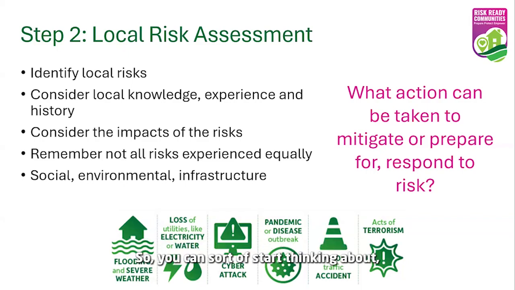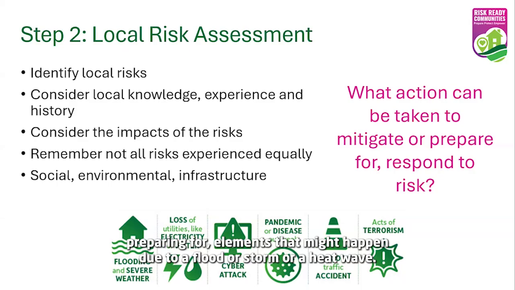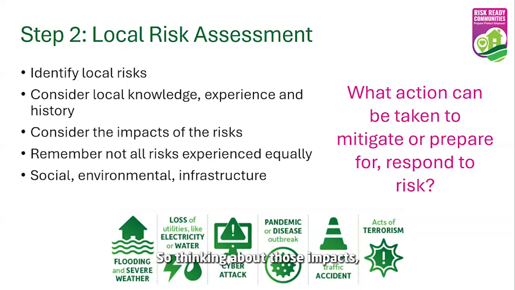So you can start thinking about the impacts of risks as well. For example, a power outage is an impact for a variety of different risks. A power outage can be caused by a flood, by a storm, by a heat wave, or by infrastructure damage. So by preparing for a power outage, for example, you're actually also preparing for elements that might happen due to a flood or a storm or a heat wave. So thinking about those impacts is also really important.